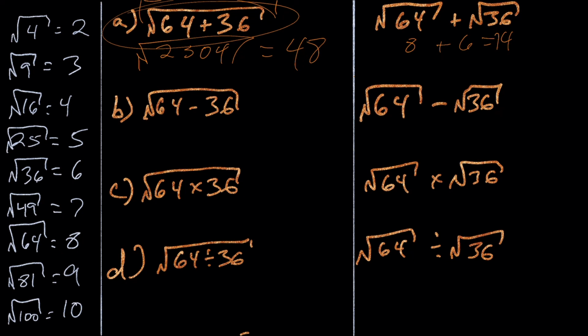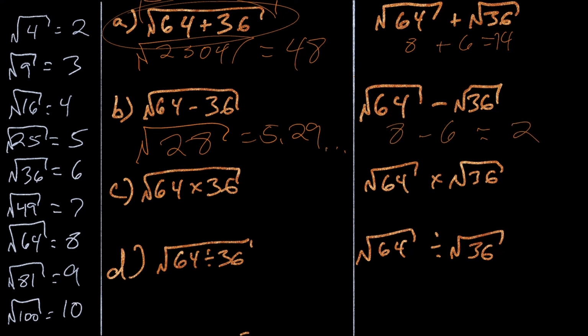Looking at subtraction, okay, I have 64 minus 36. Okay, I have 28. Then I'm going to take the square root. So this was 28. And now I have 5.29. Okay, and it does go on. Okay, here I have 8 minus 6 is equal to 2. Again, very different answers. So for subtraction, we know 100% the rule is we need to do what's inside of the square root brackets first.